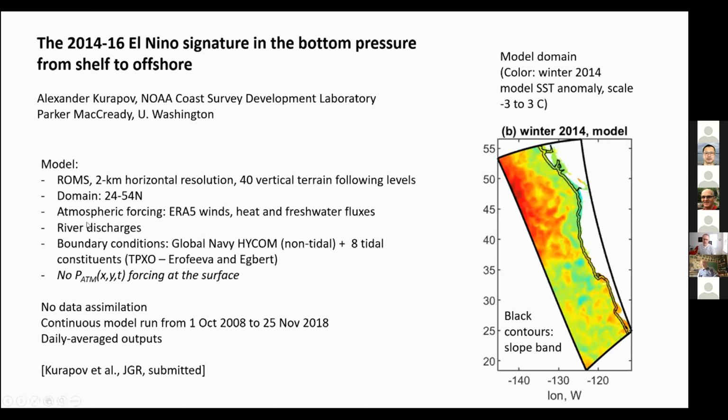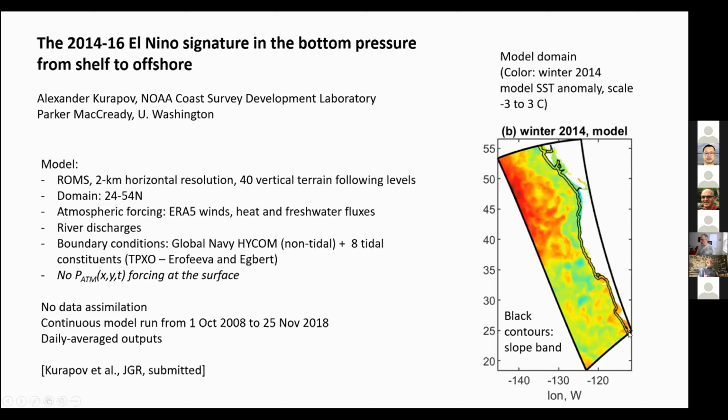This is a kind of model that's particularly convenient. It does good prediction for processes on a 2-kilometer scale and larger, let's say. This is a three-dimensional model, so it gives you the prediction for sea surface height, temperature, salinity, and horizontal currents. We used 40 vertical terrain-following levels.